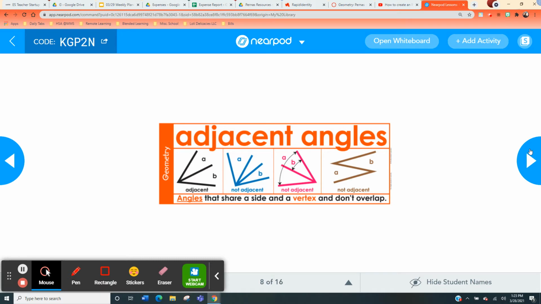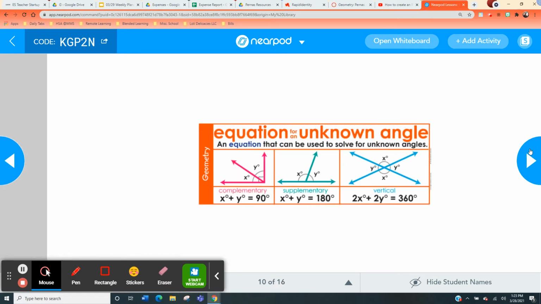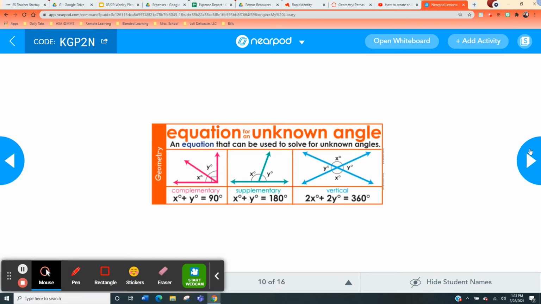Adjacent: angles that share a side and a vertex, and they do not overlap. Vertical angles: pairs of equal angles opposite each other. The sum of all four would always be 360. Equation for an unknown angle. So we will start looking at equations today, but we will look more at that tomorrow.